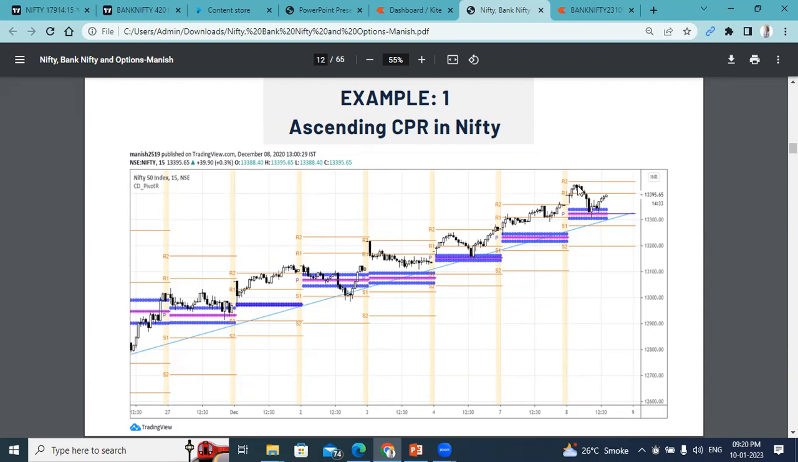Same price behavior you can see repeated here on 8th. Nifty came down, took support at CPR and bounced. So this was also ascending CPR. Time frame, Mahesh ji, I'm using 15 minutes here. So this is how price can work like support in intraday. So ascending CPR works like support.